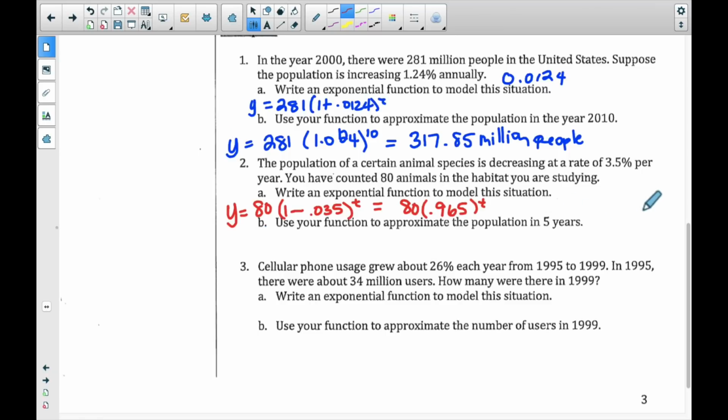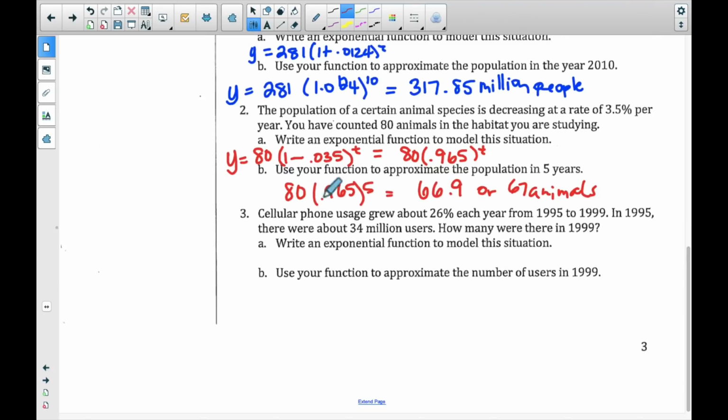Okay, so you should have come up with y equals 80, that's your starting amount, times 1 minus, because we're decreasing, 0.035, because that's a percent, we move it over 2 decimal places, to the t power. Or if you put that 1 minus 0.035, you would get 0.965. And so now it says use your function to approximate the population in 5 years. If you haven't put that into your calculator yet, do that now. Okay, if you put that into your calculator and you put in the exponent of 5, because that's our time, 5 years, put it in for t, and we should get 66.9.